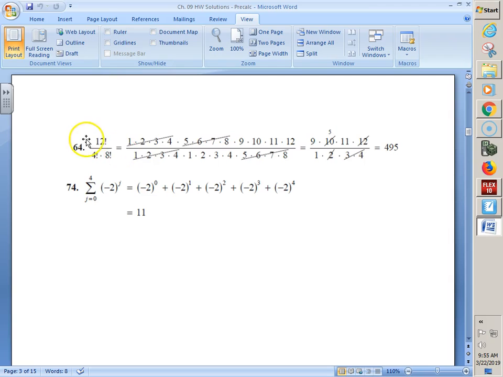Number 64, it was one of those fun simplifying ones. Could you have actually figured out what 12 factorial was, and 4 factorial, and 8 factorial, and multiplied, and divided? I guess. Or you could have seen 1 through 8 is in both. And so 8 factorial reduces away with his 8 factorial. He just has also 9, 10, 11, 12 left.